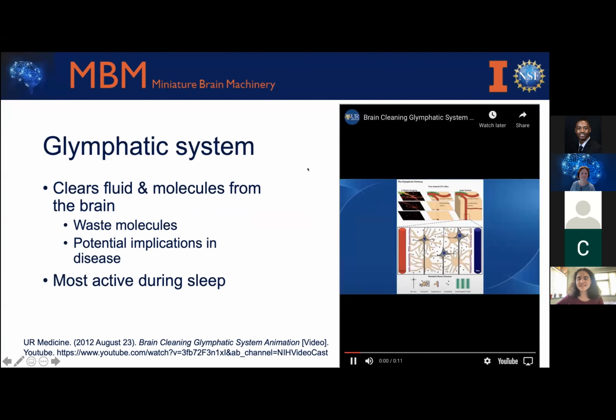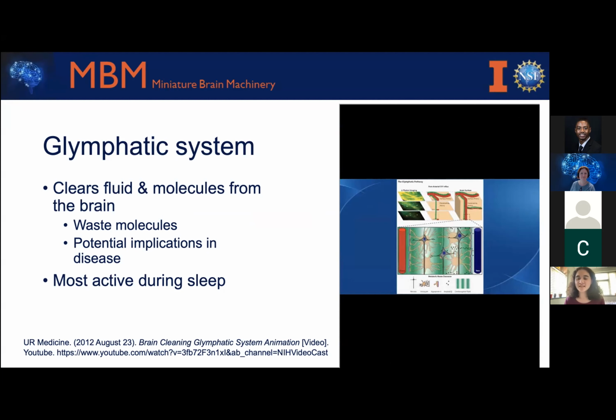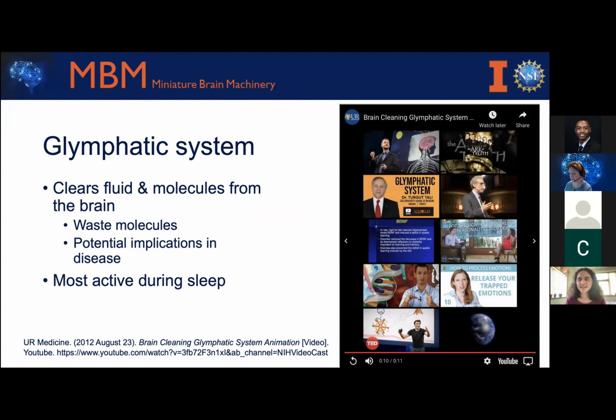The glymphatic system is a system that is believed to clear fluid and soluble molecules from the brain. This may include waste molecules. So this makes it very important and potentially harmful if there's any disruption of the system. So it has potential implications in disease, such as Alzheimer's disease. And interestingly, the system is most active during sleep. So this makes it important to consider circadian rhythm when studying the system.